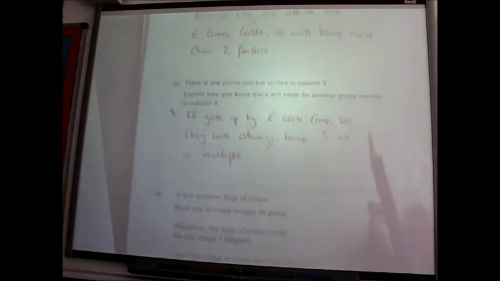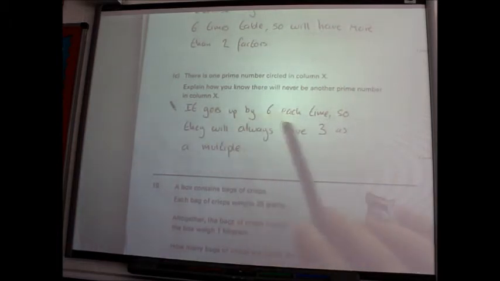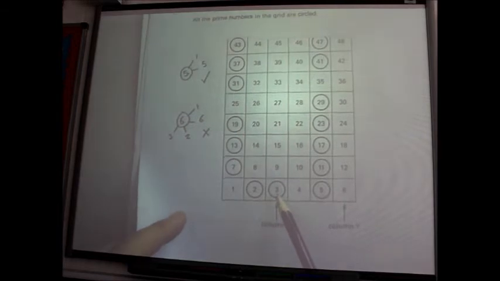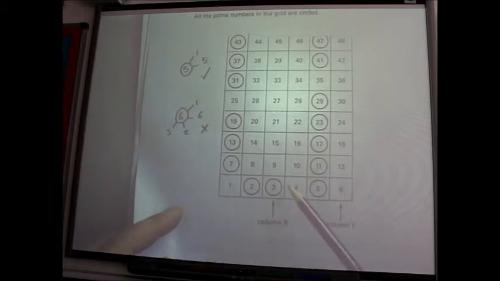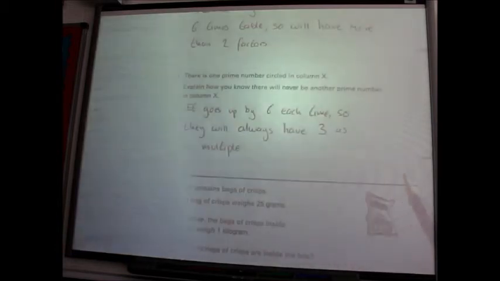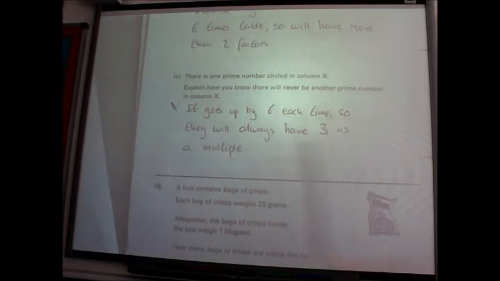There is 1 prime number circled in column X. Explain how you know there will never be another prime number. So column X is here. It starts with 3, then it goes up in 6s. 3 is a prime number because only 1 and 3 go into it. So how do we know none of these will? Well, it goes up by 6 each time, so they'll always have 3 as a multiple.